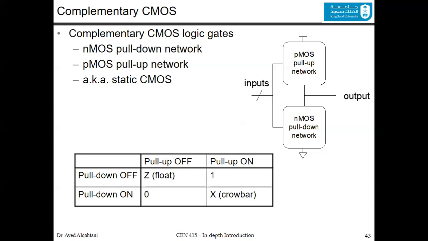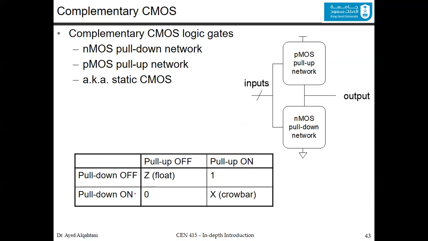Since we have two networks, let's consider all of the possible combinations and see if some of them are possible or not. So if we have the pull down in the rows and the pull ups in the columns, if the pull down is off and the pull up is on, so this is off and this is on, we have a VDD in the output, which is logic 1.